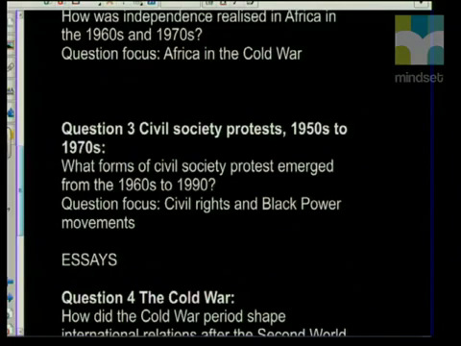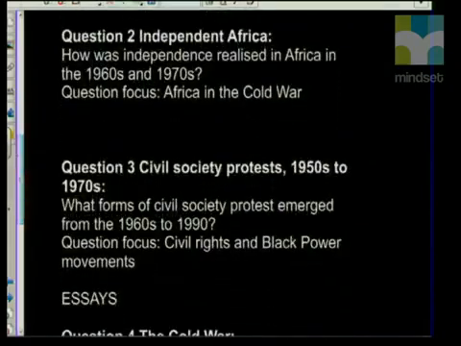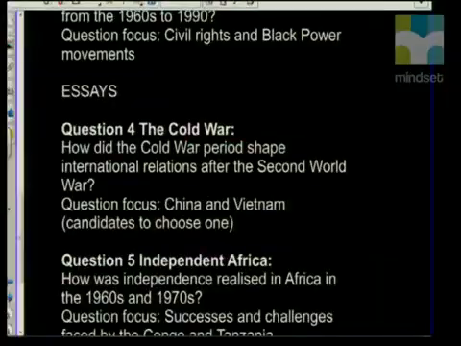And then the second part of this paper. Now remember I told you that there's a choice. So if I can quickly go back, in the source-based section there are 3 questions. You need to answer 1. You can do the Cold War or independent Africa, or you can choose civil society protests. And then you move on to the second part of this paper, which is essay writing.